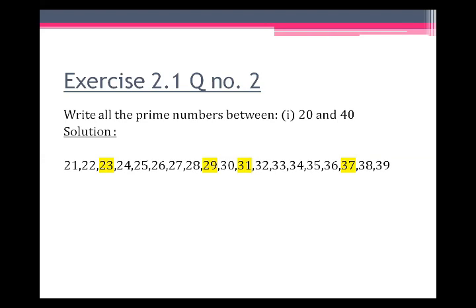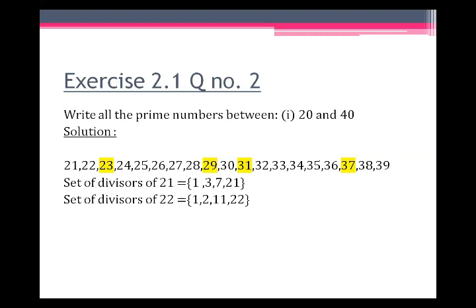Okay students, firstly we have to find the set of divisors of 21. Set of divisors of 21 is 1, 3, 7, and 21. Now the second number: set of divisors of 22 is 1, 2, 11 and 22. Now the third one: set of divisors of 23 is 1 and 23. You see that students, I highlighted some numbers which are the prime numbers. Why are they prime numbers? Because from the definition of prime numbers, we know that there are only two members in the set of divisors.